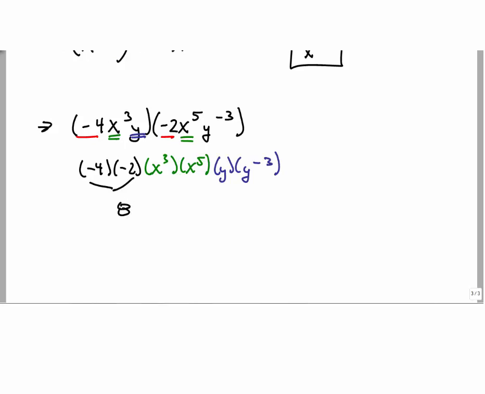Here, x cubed times x to the 5th would be x to the 3 plus 5, because remember, when you multiply like bases, you add exponents. And on my last one, I have y times y to the negative 3. Now there's no exponent here, but it's an implied 1. So this would be 1 minus 3. So simplifying, I have 8 x to the 3 plus 5 is x to the 8th. Y, 1 minus 3 is negative 2.